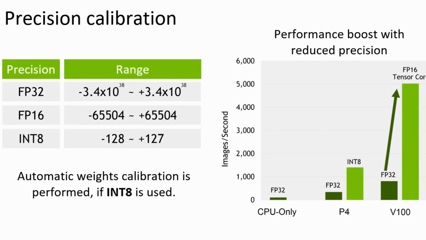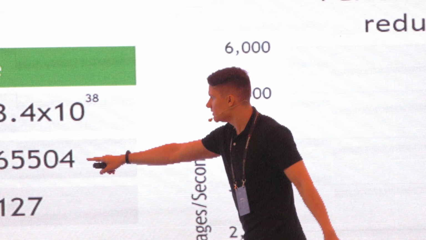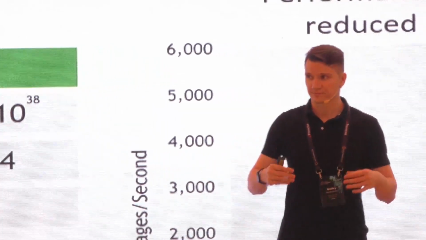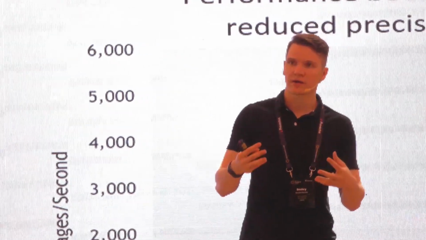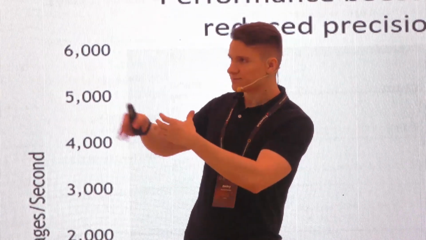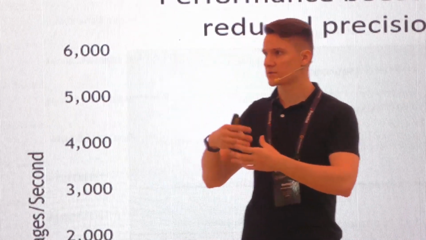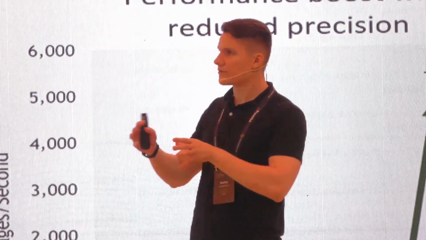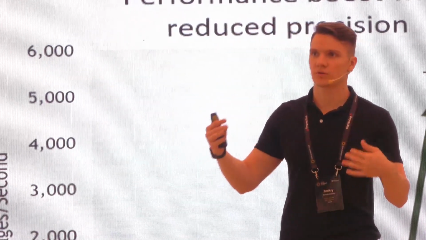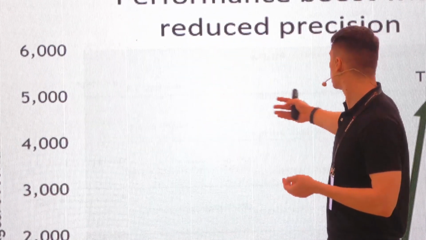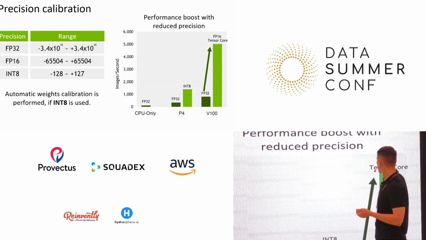And if you go further, we can downgrade even to integers, but for integers, you will have to recalibrate your weights. This will be done by TensorRT automatically. You just have to pass some calibration data set. TensorRT will run inference several times on this calibration data set, and it will see in what range the weights are going, and it will recalibrate the weights so that the entire network will be working properly. So yeah, we can reduce the precision, and this will give us a really great boost in performance.